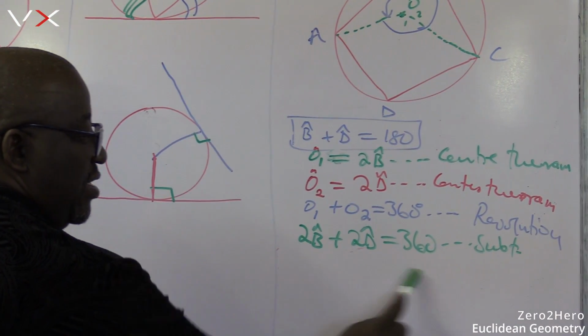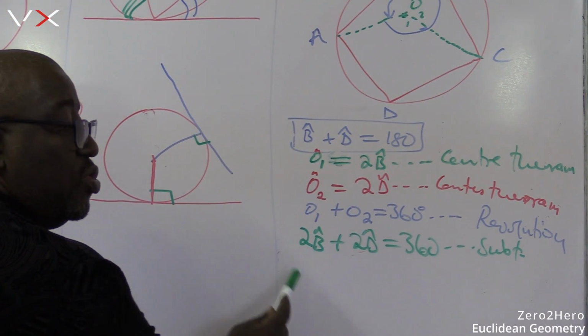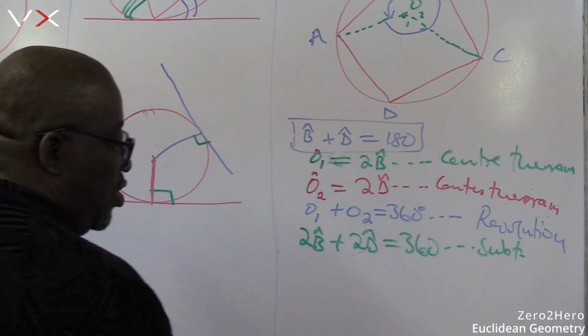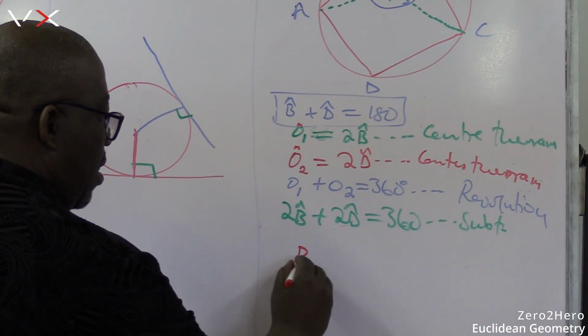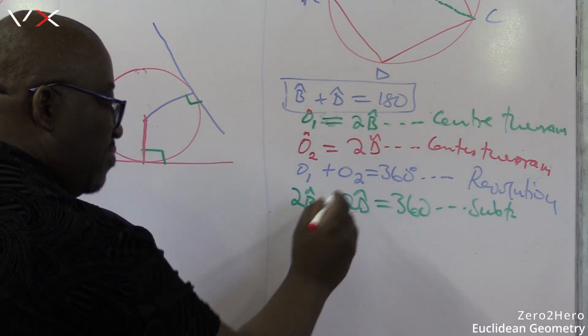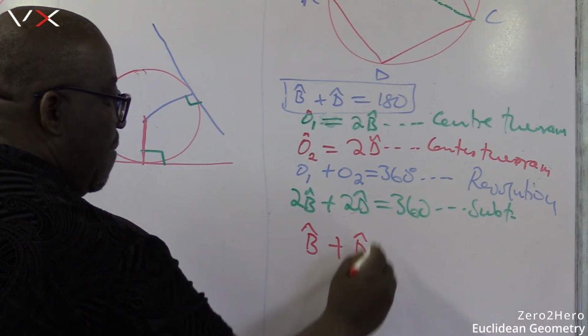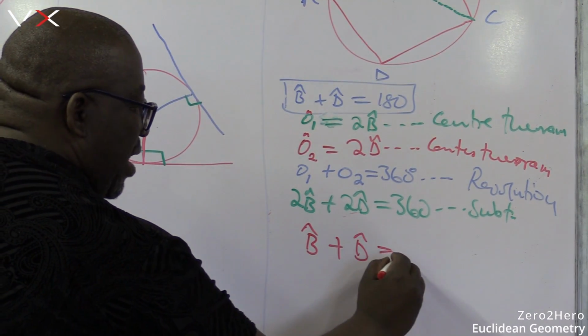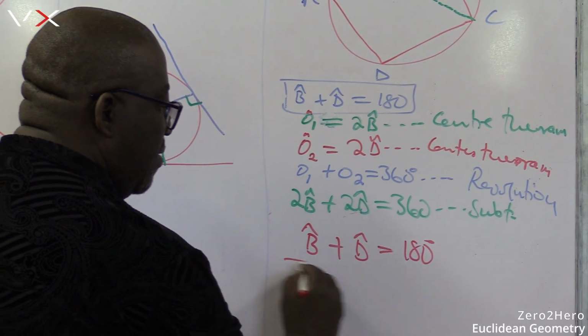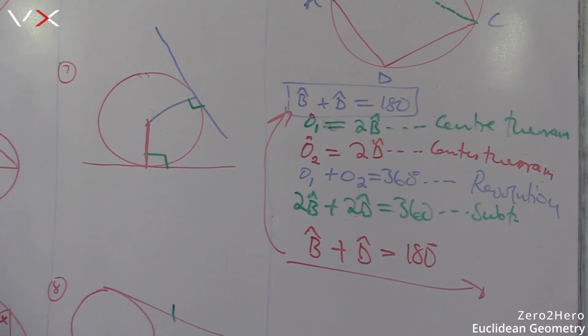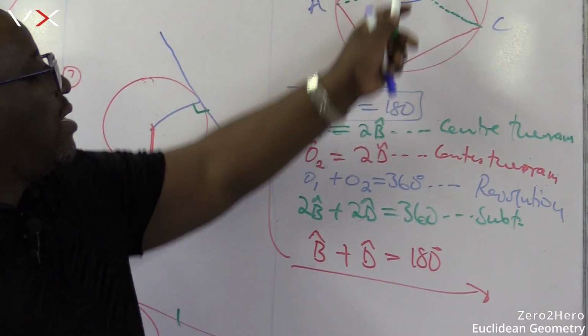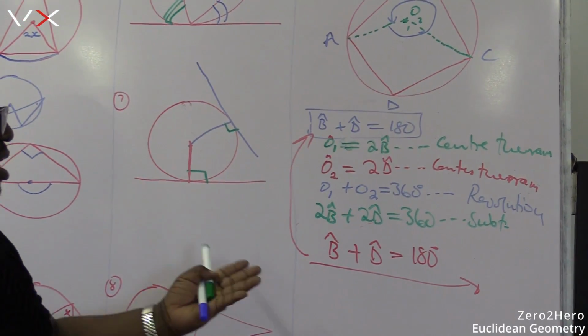I can see a common factor here. What is a common factor here? It is 2. Then I divide everything by 2. If I divide this by 2, I'll be left with angle B, plus if I divide this by 2, I will be left with angle D. If I divide this by 2, I'll be left with 180 degrees. This is proved, exactly what I wanted to prove. So it is true that this one plus this one will give me 180 degrees, and I've proved it.